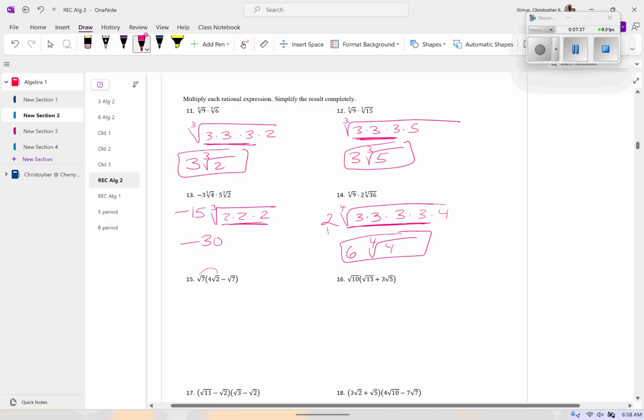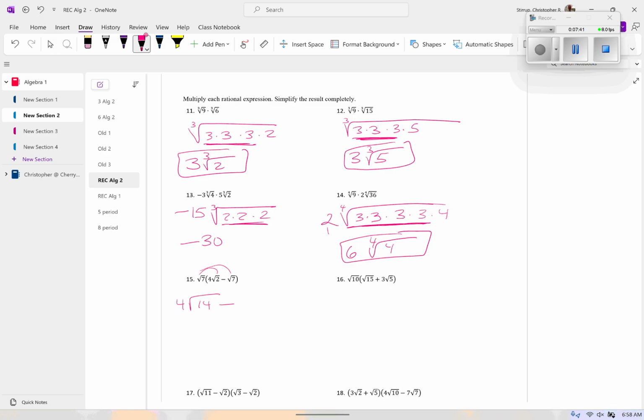Number 15, I'm going to distribute over, so that's going to give me 4 root 14 minus 49. This is a perfect square, so 4 root 14 stays as is, minus 7, and we're all done. There's no longer a radical.